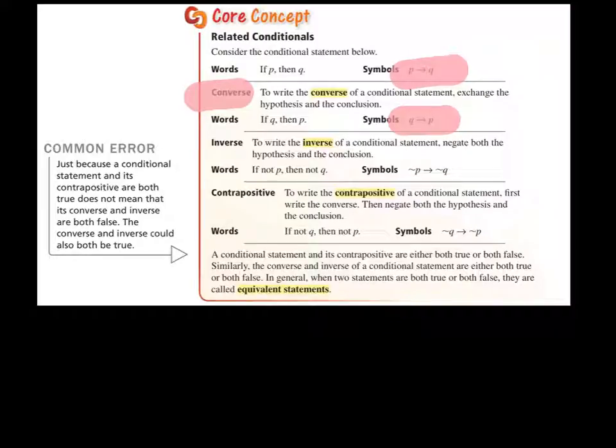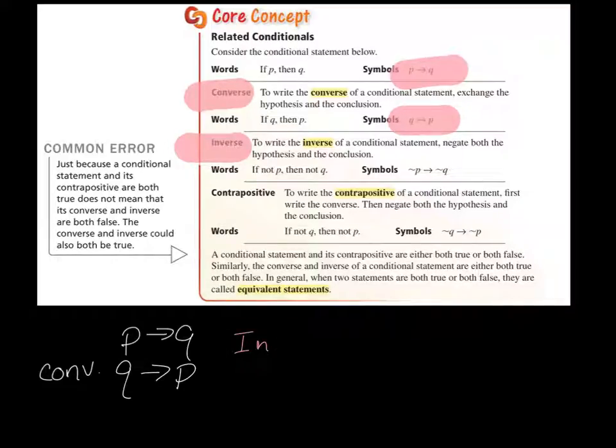So if I say the converse, that means my original conditional statement is P implies Q. The converse is Q, the same letter Q, implies P. Okay, the inverse, you'll see here is the word inverse. The inverse is not P implies not Q.